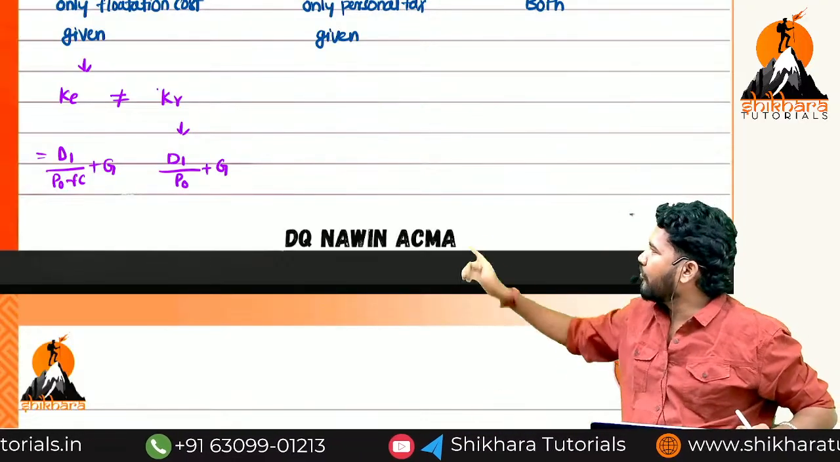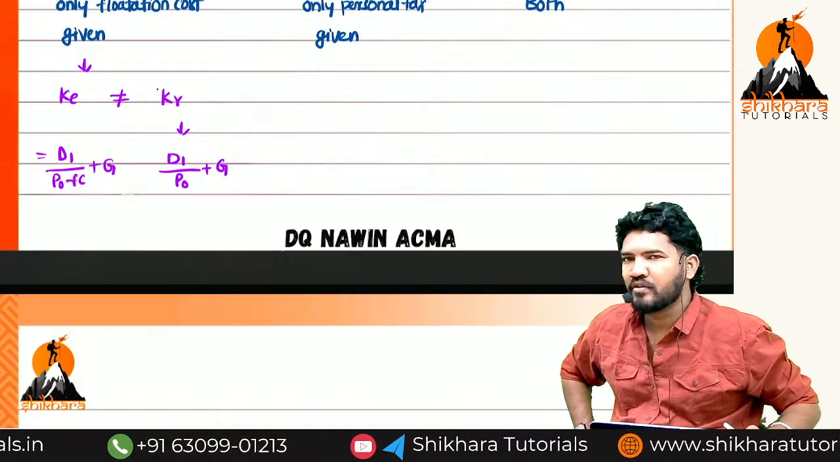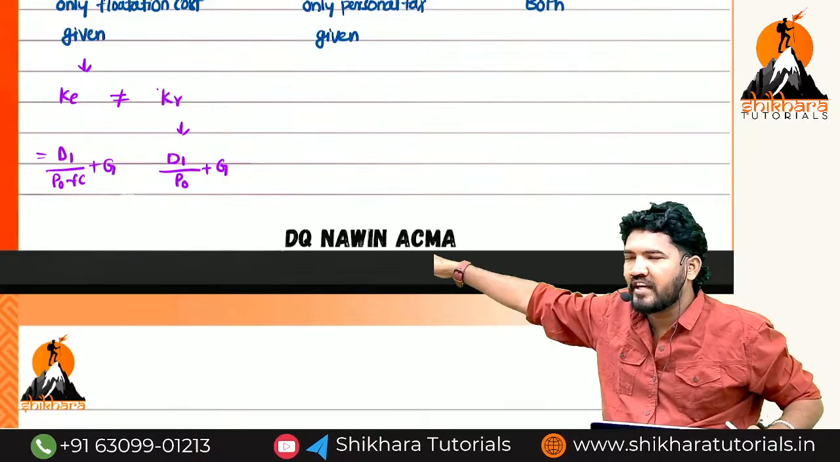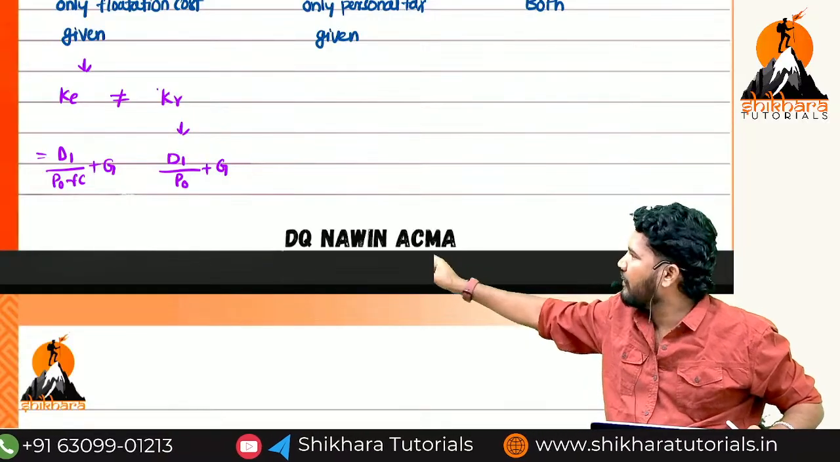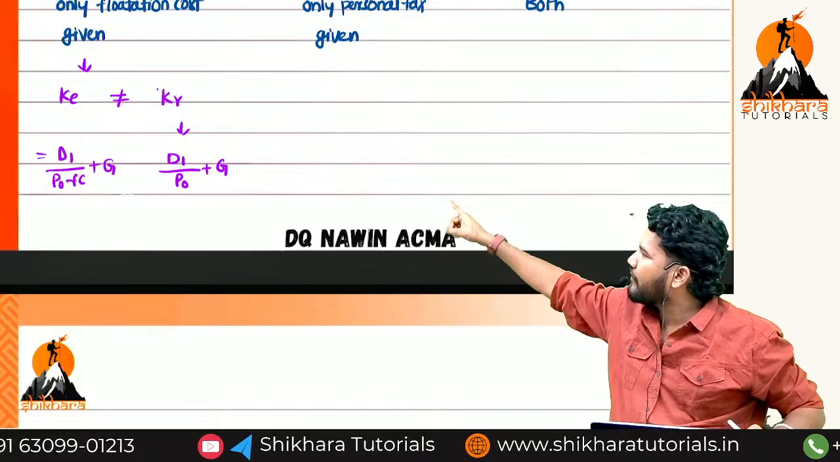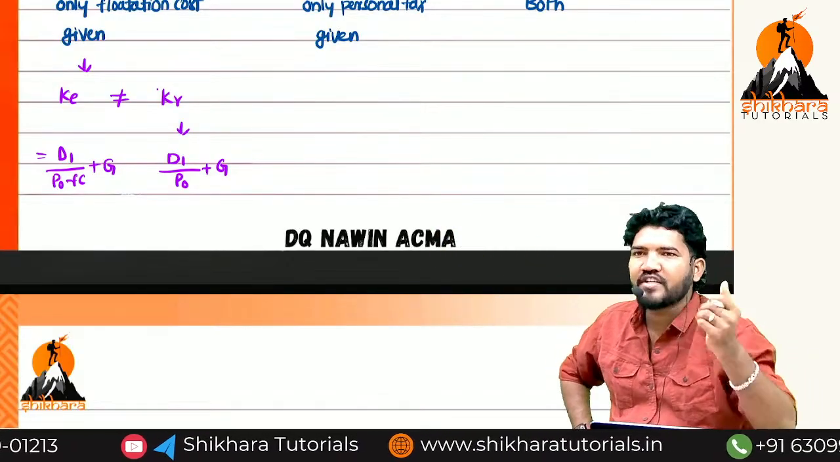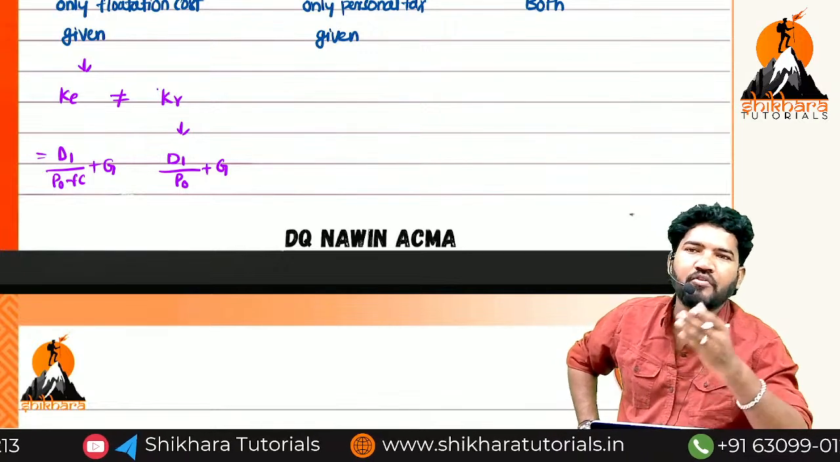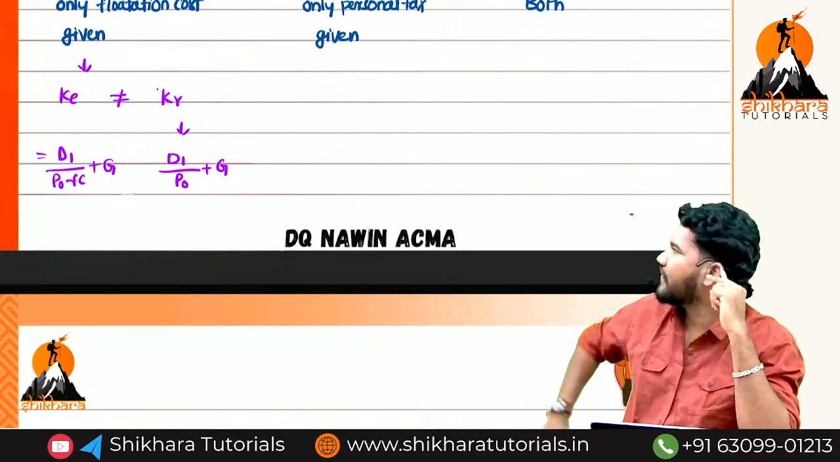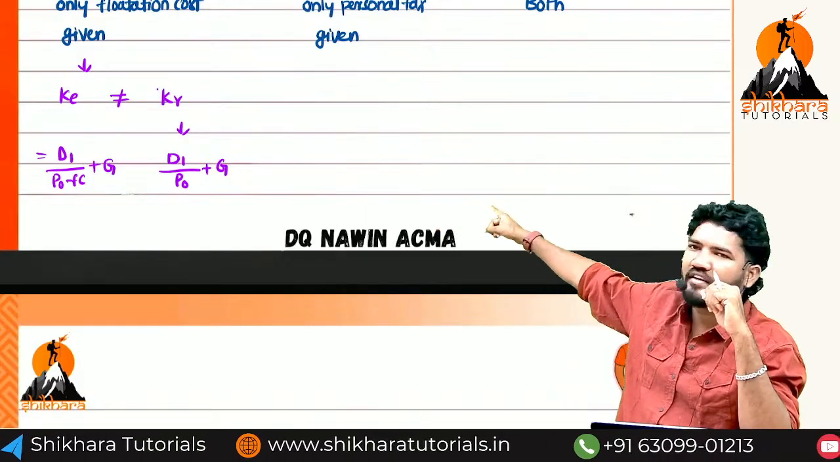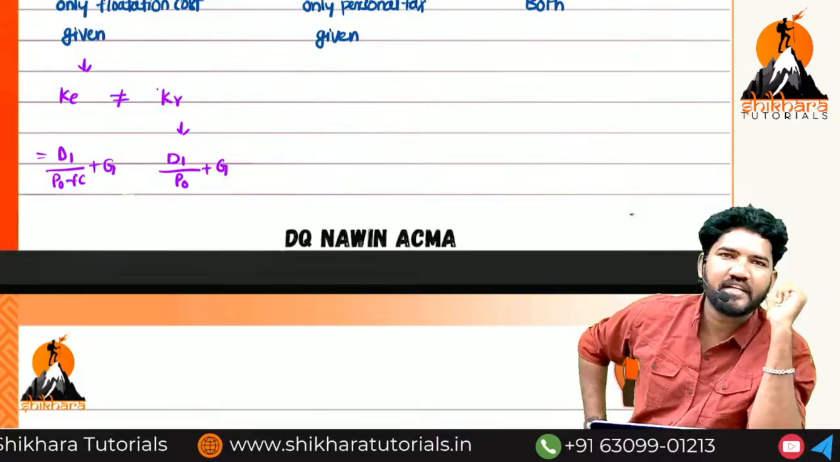Now tell me, both calculations will give same answer? Why? Denominator will affect, na? Denominator will be affected or not? Why you consider flotation cost from KE point of view, but from KR point of view, why not consider it? There is no concept of flotation cost when it come to KR. That's why both answers are not same. KE answer is different, KR answer is different. Hope you guys clear.